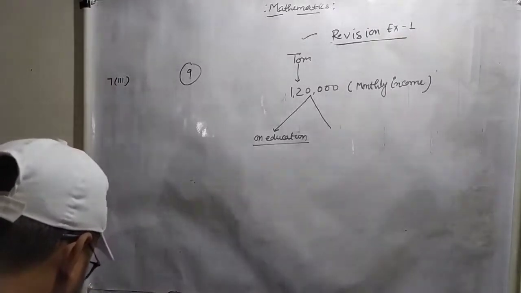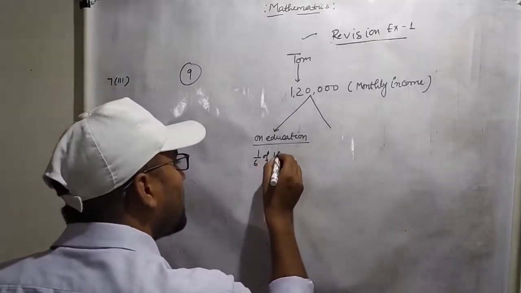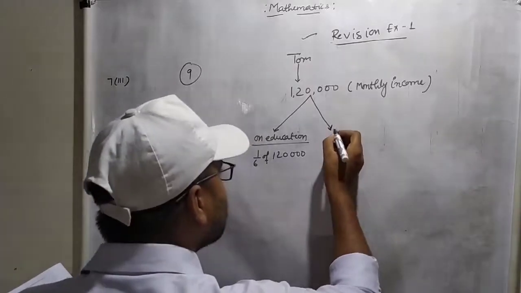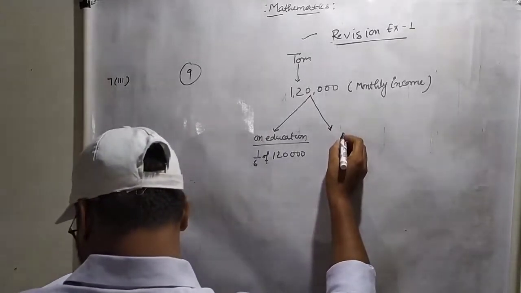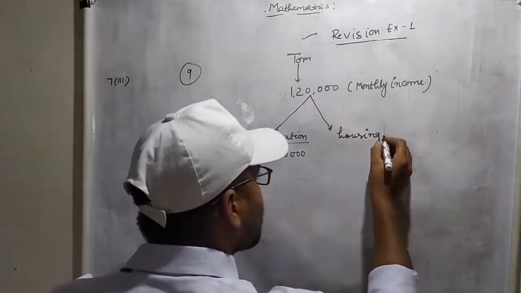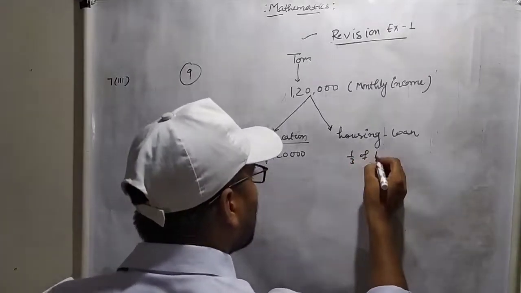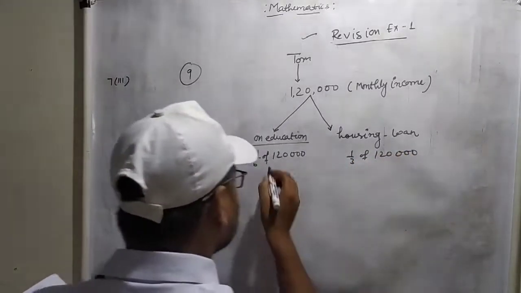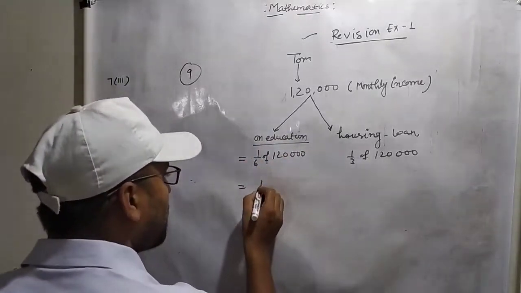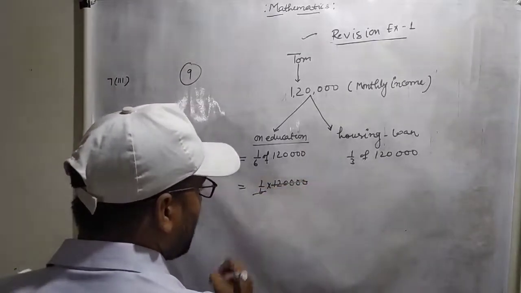He spent 1/6 of 1,20,000 on education. And secondly, he spent 1/3 of 1,20,000 on his housing loan. So what he will get, the money he spent on education, is 1/6 into this 1,20,000.